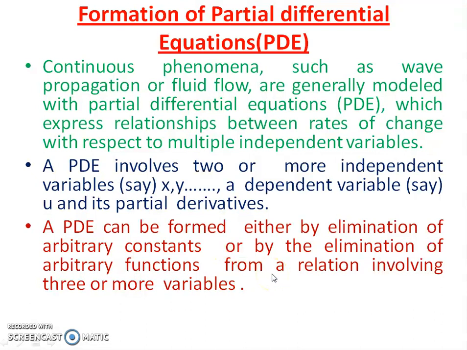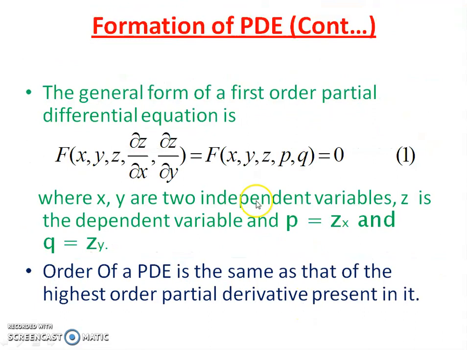In this particular lecture, we are going to deal with these two things, that is, the formation of partial differential equations either by elimination of arbitrary constants or by elimination of arbitrary functions. So, the general form of a first order partial differential equation is like this: F of x, y, z. Here x and y are the independent variables, z is the dependent variable, and this is the first order partial derivative with respect to x, first order partial derivative with respect to y, and we denote ∂z/∂x by p and ∂z/∂y by q.